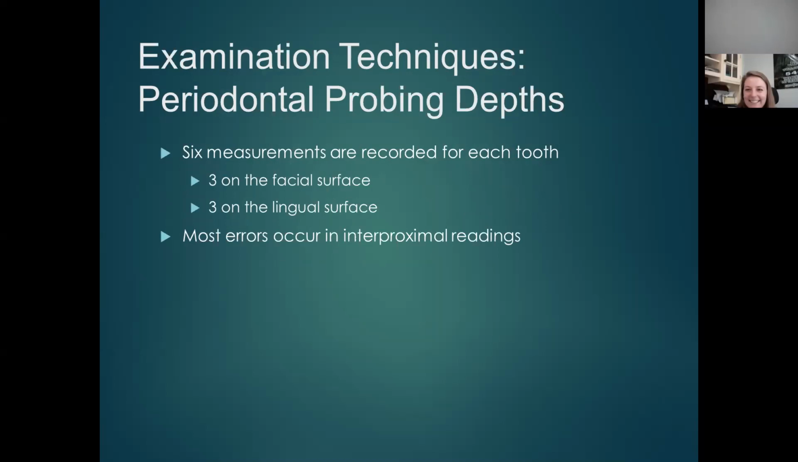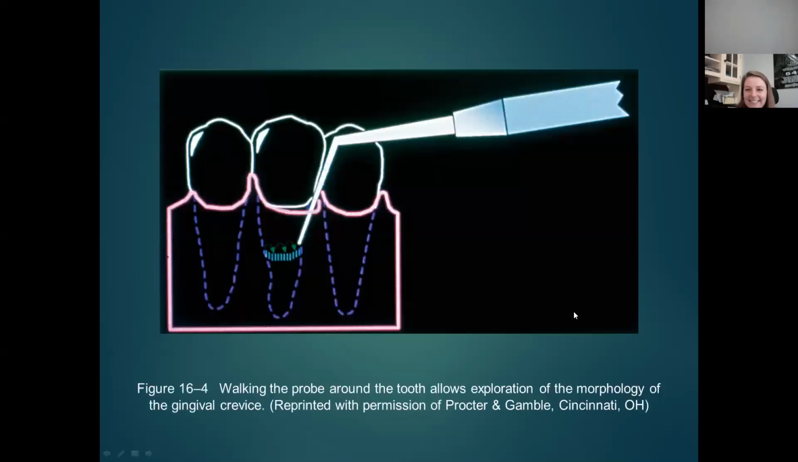Most clinical errors occur in the interproximal readings. Are you standing up your probe? Are you angling it too much? It's that type of thing. One office I was working in a number of years ago had a hygiene consultant come in, and they were telling the hygienists to not upright the probe because they would then be able to get 1 to 2 millimeters greater in depth, and they would then be able to sell more scaling and root planing and perio programs. So that is, again, one of the errors of interproximal readings.